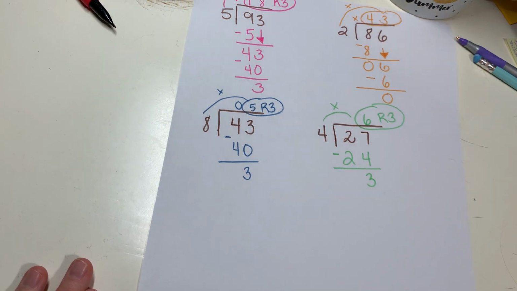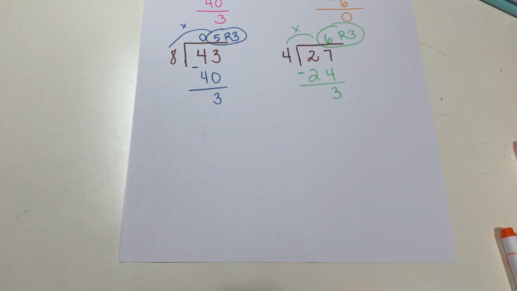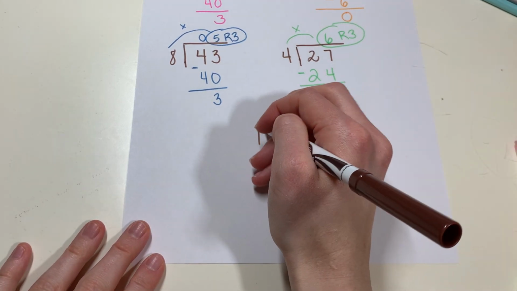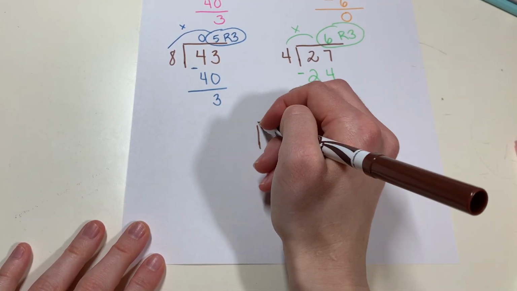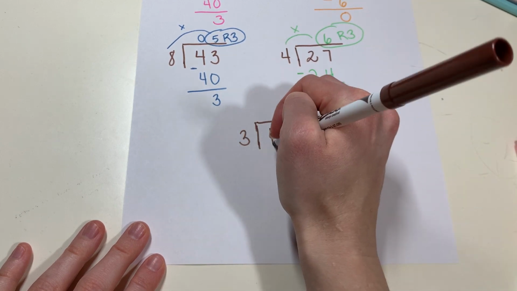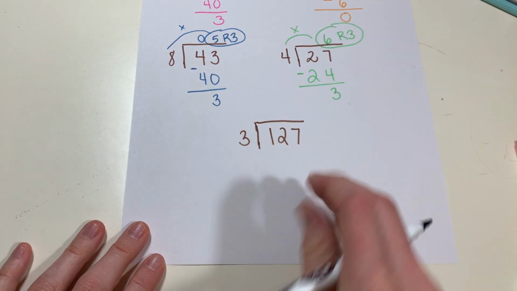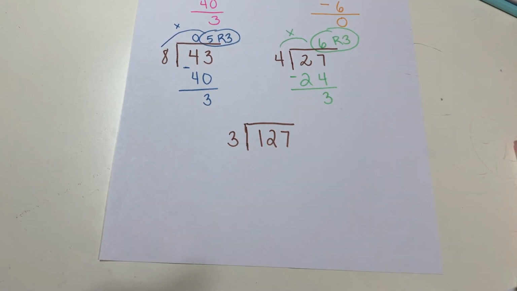All right, this last one is going to be a little bit more of a challenge, something we haven't practiced yet, but I want to see how you can do with it. So let's go ahead and do 3 divided by 127. Go ahead and try that one on your own.